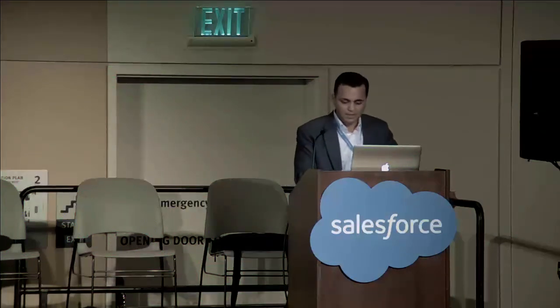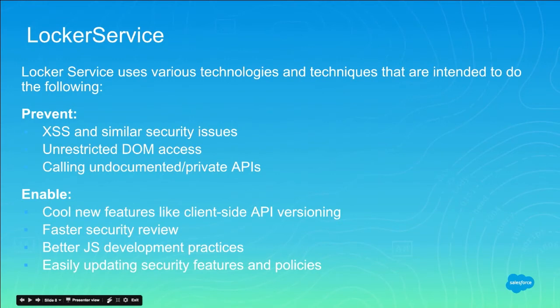All right. So the stuff it prevents is pretty easy to understand. XSS and similar security attacks: it will restrict the access to the DOM, so you can't scrape data off another component which is not in your namespace. And as I mentioned, it will restrict calling out to undocumented APIs.